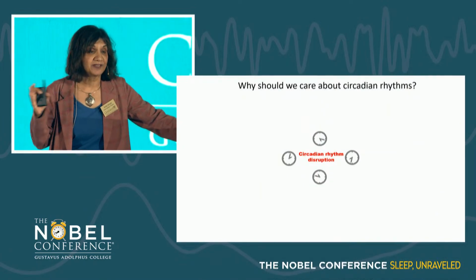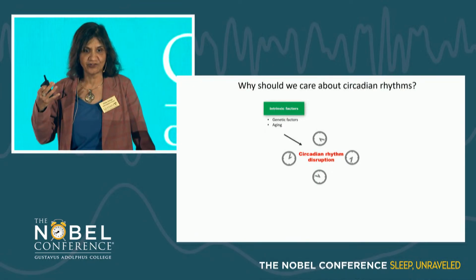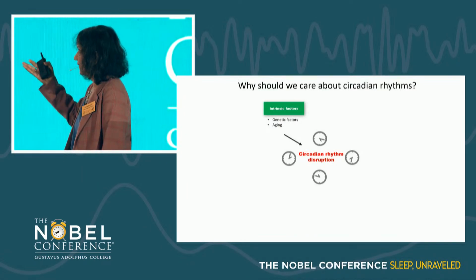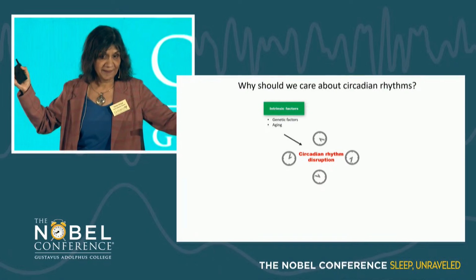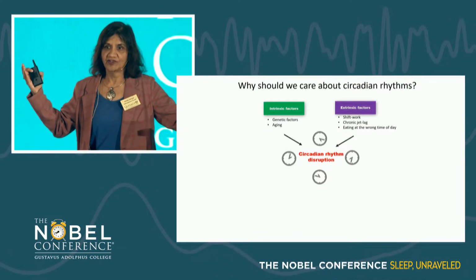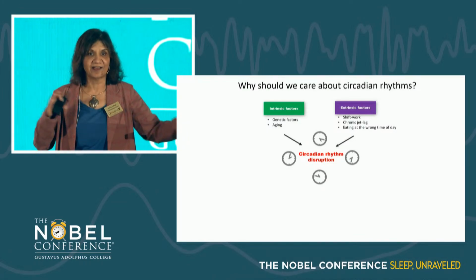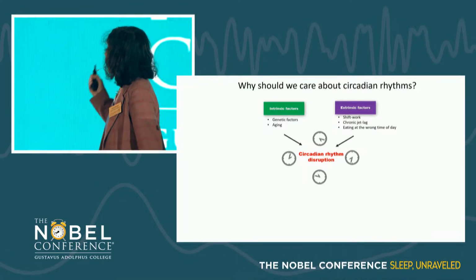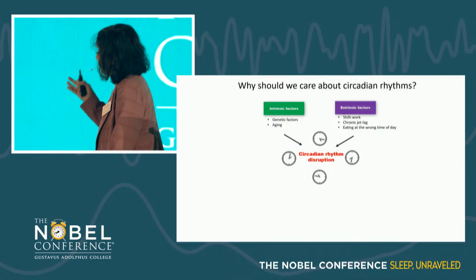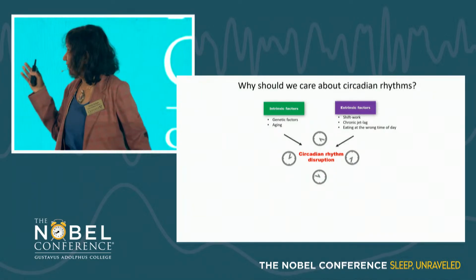We should care about them because when they're disrupted, and they can be disrupted by intrinsic factors, so you could have a genetic mutation that gives you aberrant rhythms, they change with aging, but they can also be disrupted by extrinsic factors. So we heard about shift work that was alluded to earlier today, and that is a huge disruptor of circadian rhythms. If you travel a lot, you've experienced jet lag, and you know that your rhythms get really messed up when you do that. Even eating at the wrong time of day will affect your circadian rhythms.